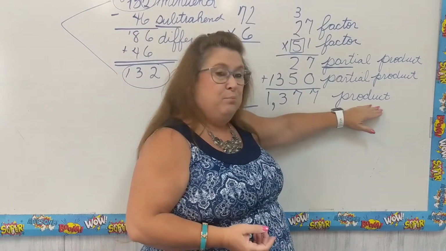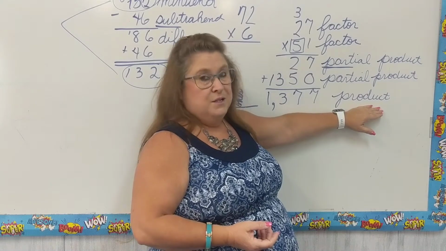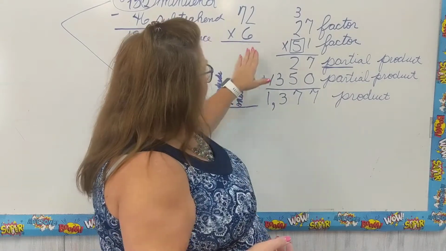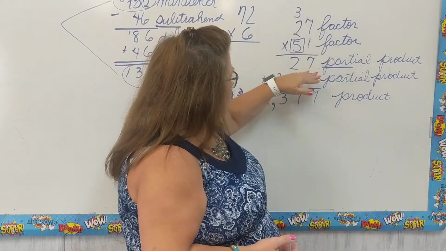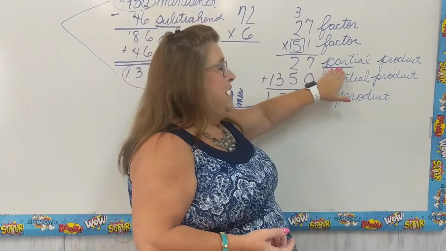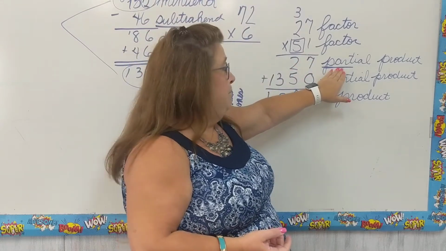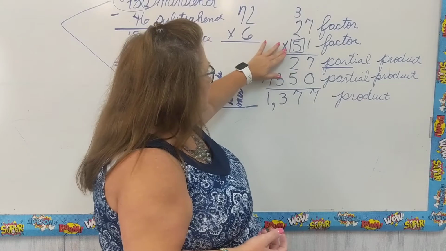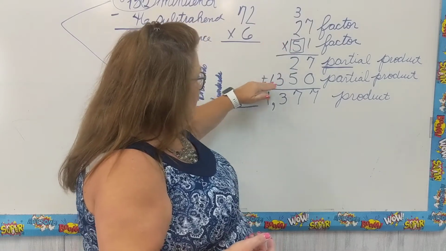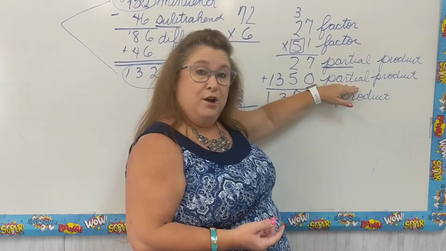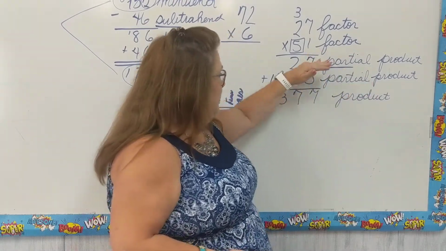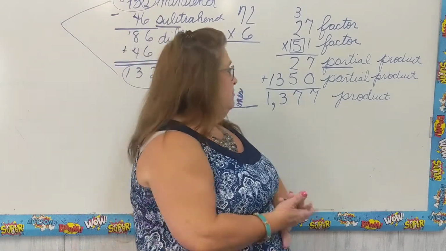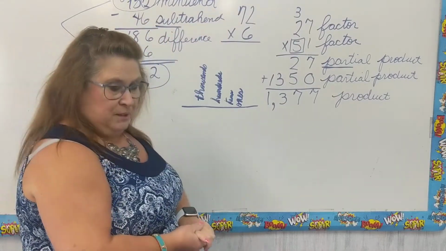The answer to our multiplication problem is called a product. What do we call the answer to a multiplication problem? The product. So when we multiply 27 times our ones place, times 1, we get 27, and that is just part of our product. It's a partial product. And then when we multiply 27 times the digit in our tens place, which is the 5, that answer is another partial product. When we add those two partial products together, we get our product, okay? So that is the answer to a multiplication problem.